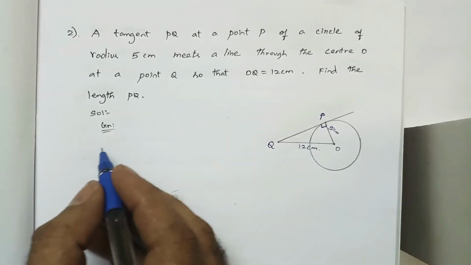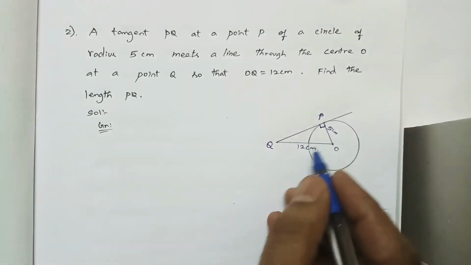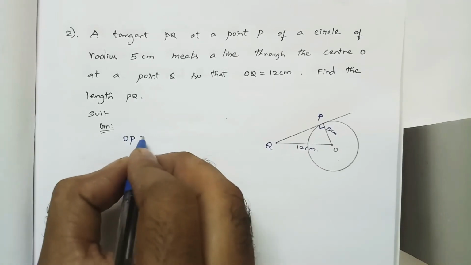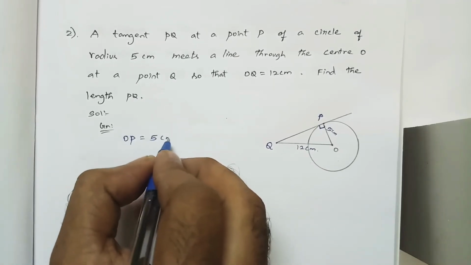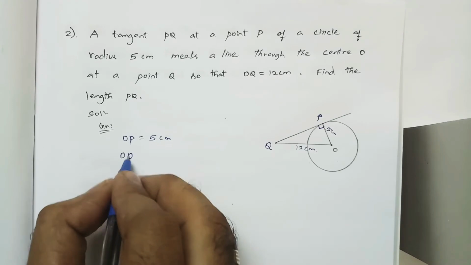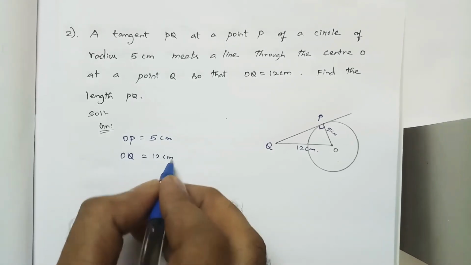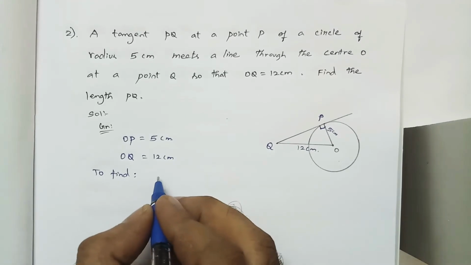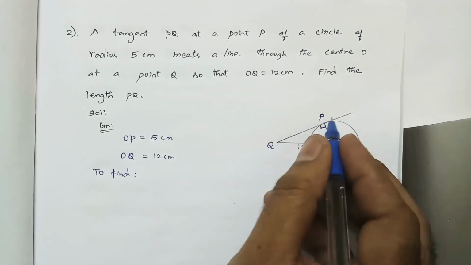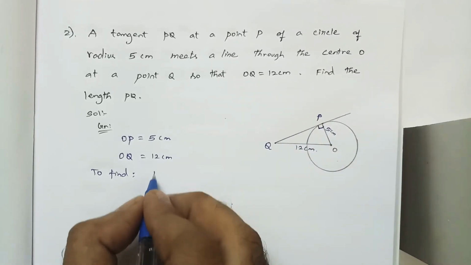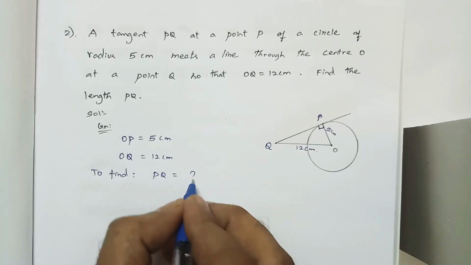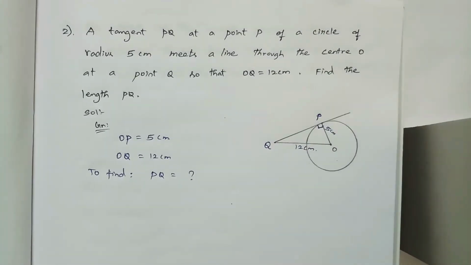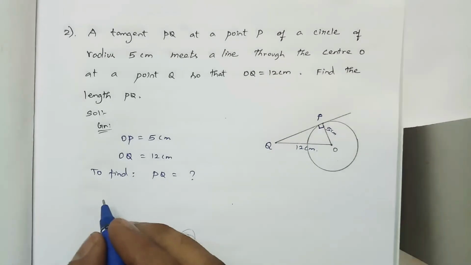So write the given. What is the given? OP is equal to 5 centimeter. OQ is equal to 12 centimeter. And to find, what we want to find is the length of the tangent, that is PQ or QP. PQ we want to find, the length of the tangent only.